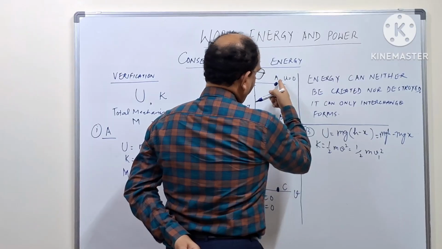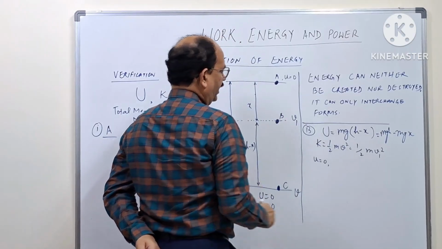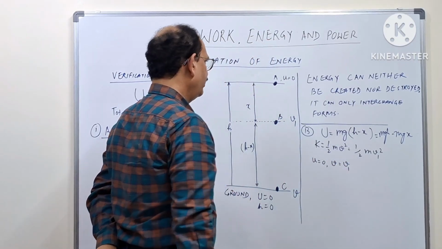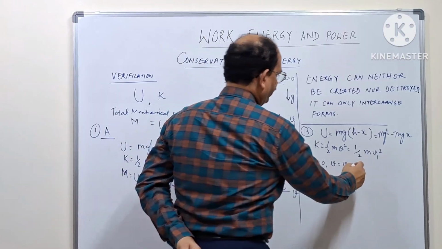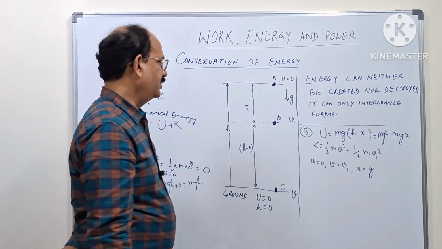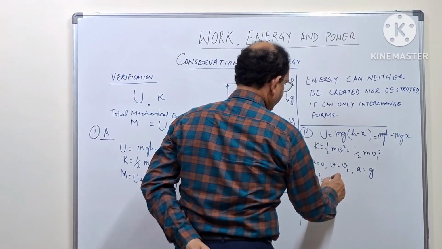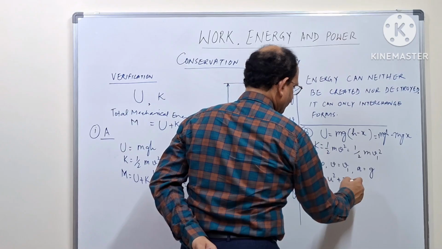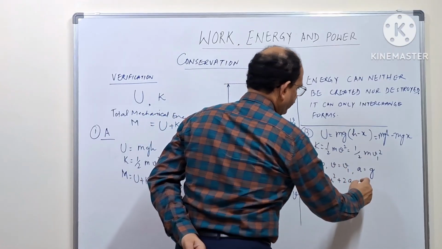Because when the object started, its initial velocity was 0, and at point B when it reached, its final velocity became v1, and the object is falling under acceleration due to gravity. So acceleration a is equal to g, right? Therefore we can use the equation v square is equal to u square plus 2as, or in this case, because it is in the y direction, we can take y.